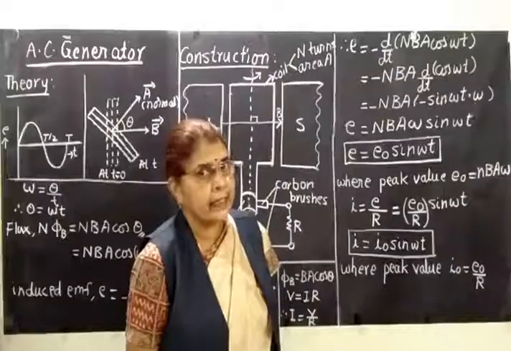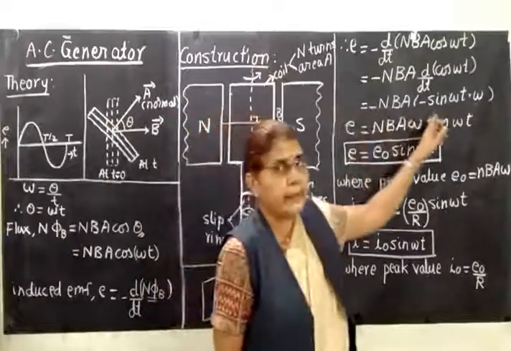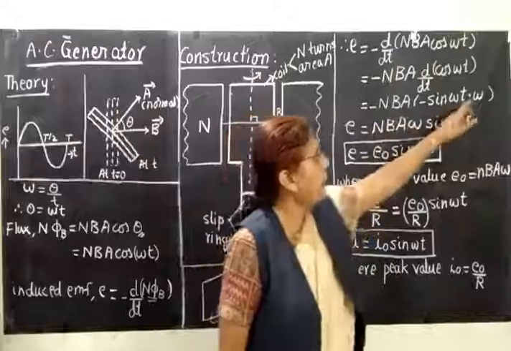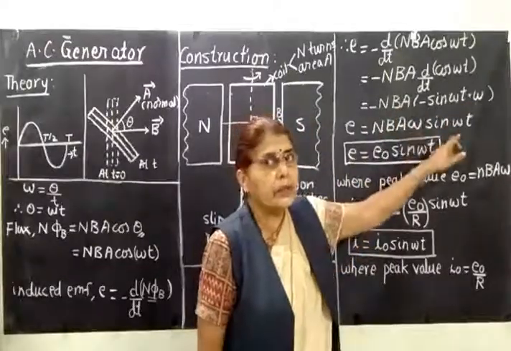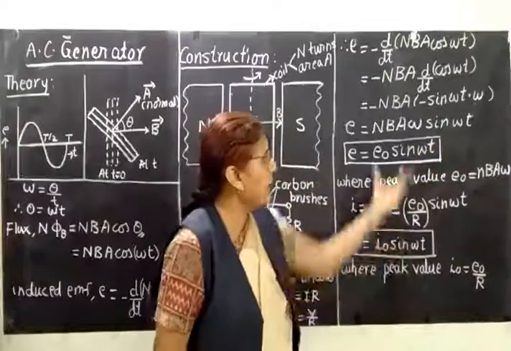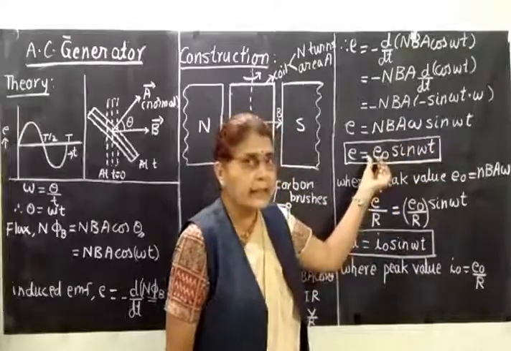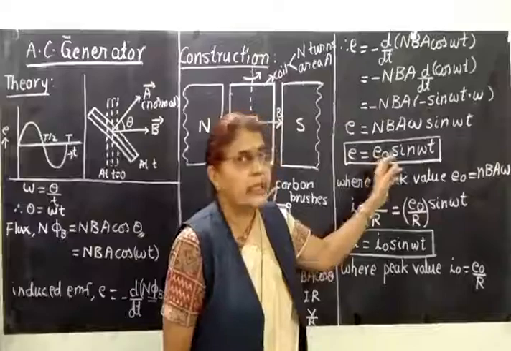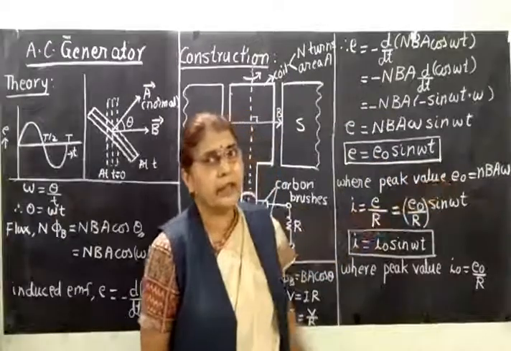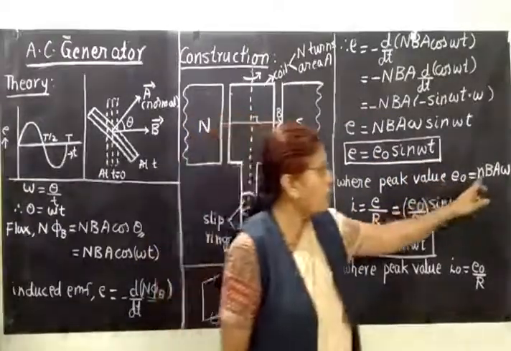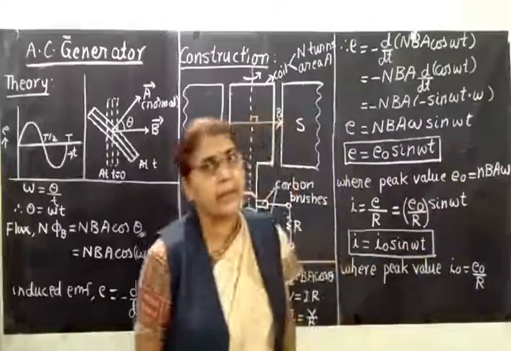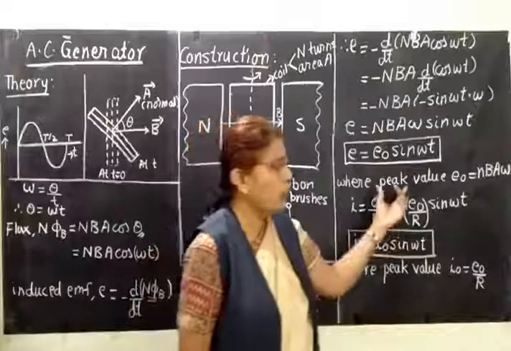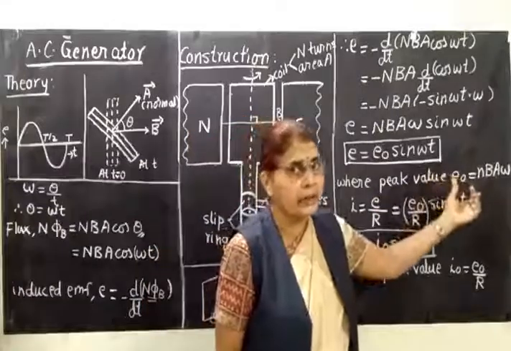Now let us slightly rearrange the terms. Minus into minus becomes plus. Omega we shall take at the start. So it will become NBA omega into sin omega t. Now this NBA omega I shall denote as E0. So E is equal to E0 sin omega t. What is E0? E0 is equal to NBA omega, and E0 represents the maximum value of the induced EMF. We also call it the peak value of induced EMF.